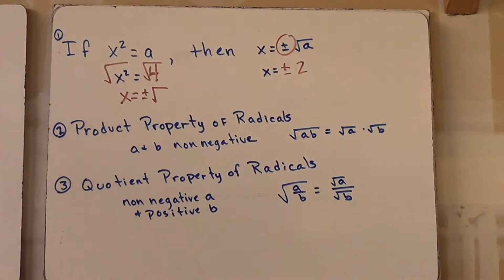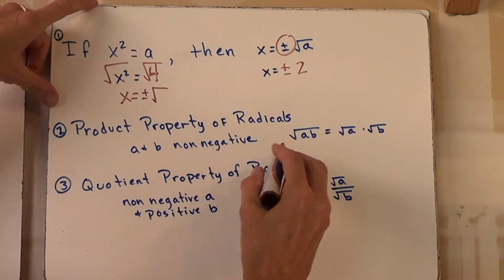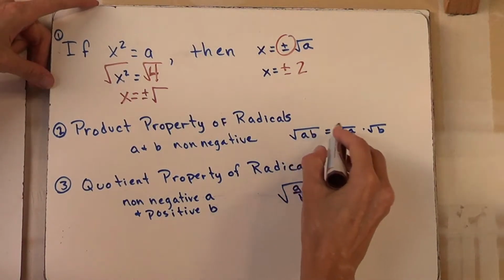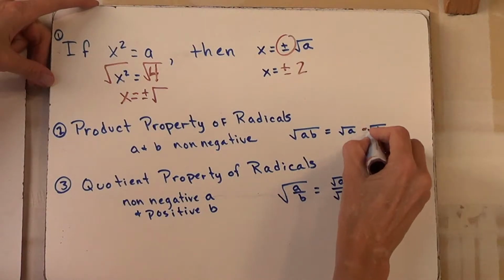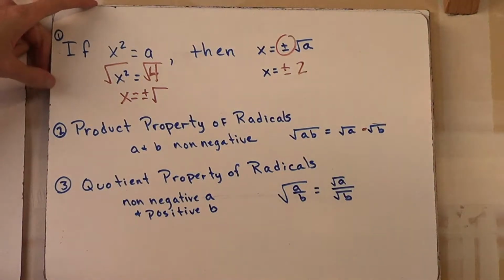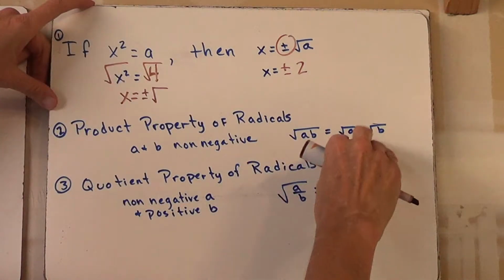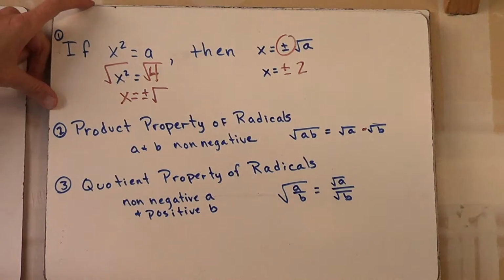Product property of radicals. This is an important one. A and B are non-negative, so they could be 0 or any positive number. If they're being multiplied under here, it's equal to radical A times radical B. They can be separated. Now, if you've been in my Algebra 1 class, I talked about radicals like prisms. You know that you can pull them apart that way, that they can be in separated prisms too.